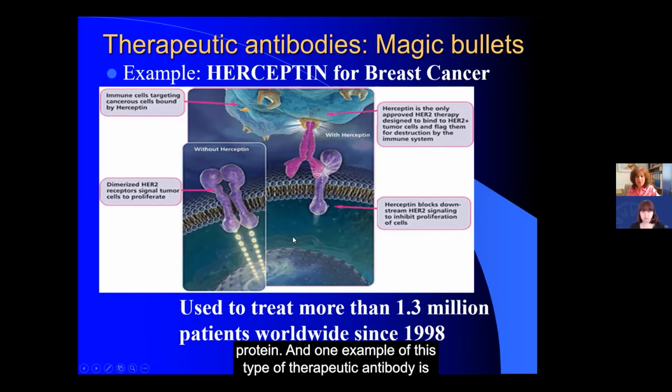And one example of this type of therapeutic antibody is called Herceptin. Herceptin is approved for breast cancer, and it's been used to treat more than 1.3 million patients worldwide since 1998, okay? And there are several other therapeutic antibodies that we use to treat cancer.